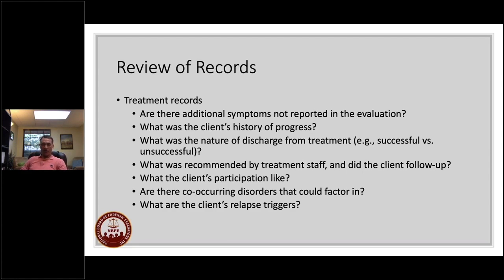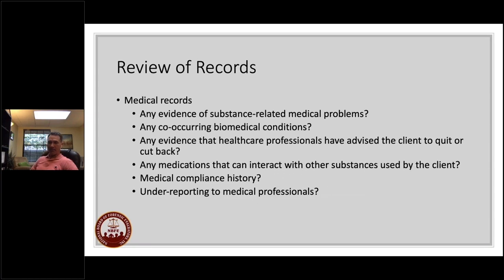Were there co-occurring disorders that they weren't telling you about in the interview? And what have been their relapse triggers historically? Because if you know what their triggers have been historically, you can ask them, how do you deal with these triggers in the here and now? And that might help you to get a sense of their relapse risk for Dimension 5 on the ASAM treatment criteria. Go into medical records, like their primary care physician.